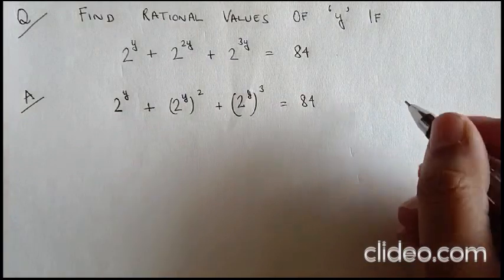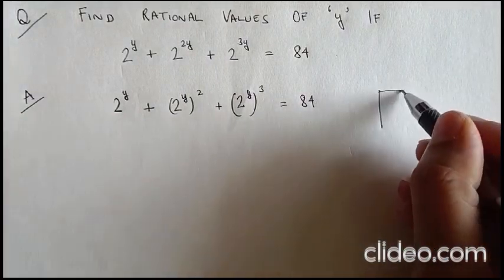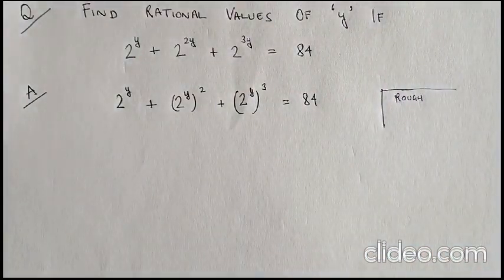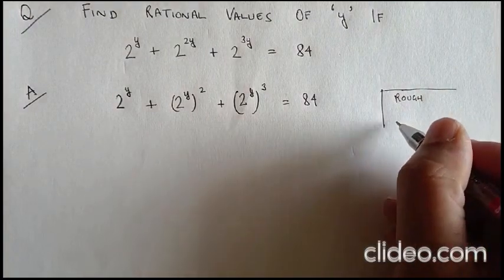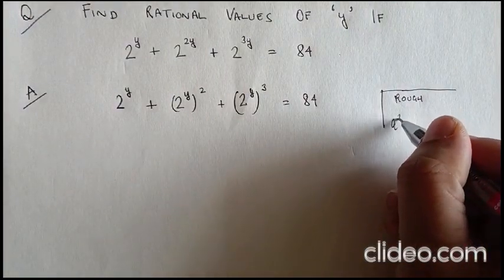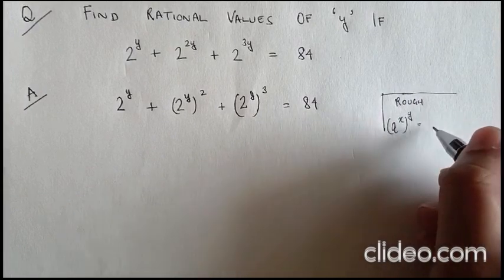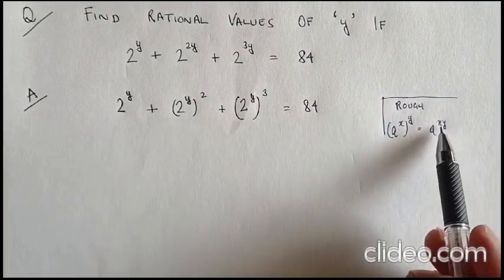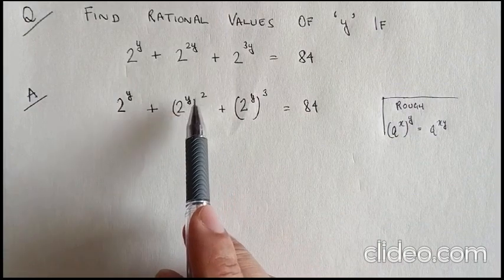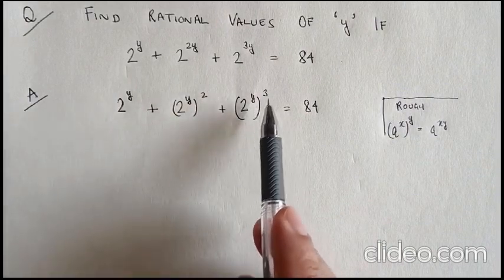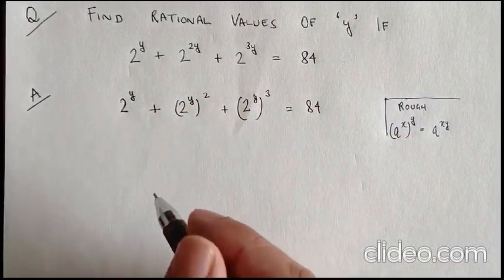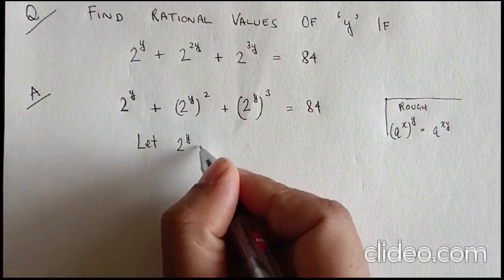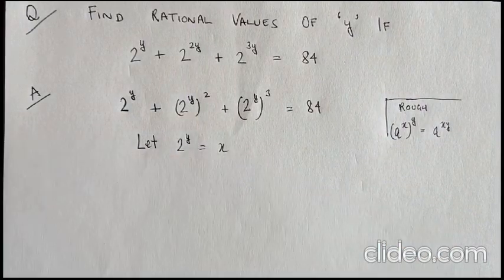Now, we know very well, so some rough work here, the rule that (a^x)^y is equal to a^(xy), which is what I have used here, correct? So 2y has become y and the 2 has gone outside, and 3 has gone outside. So now let 2^y be equal to x.